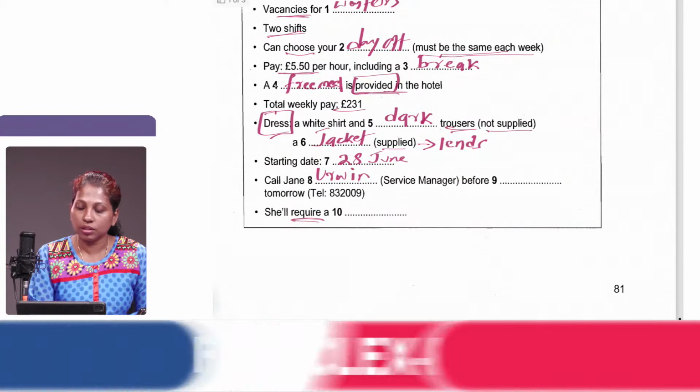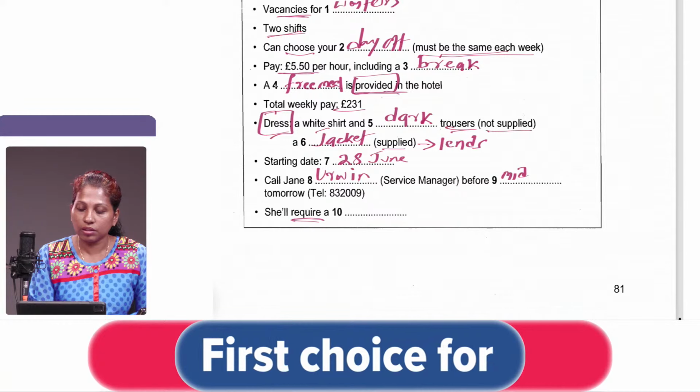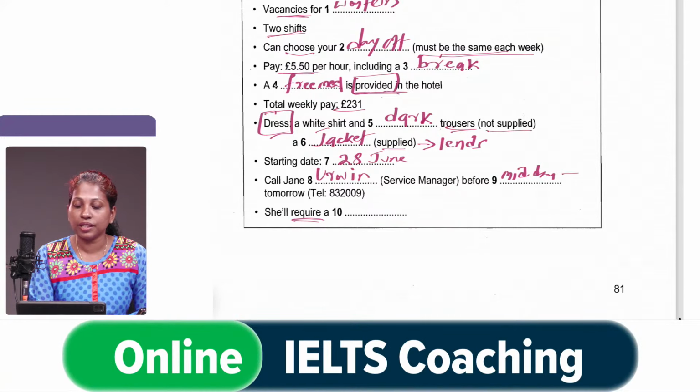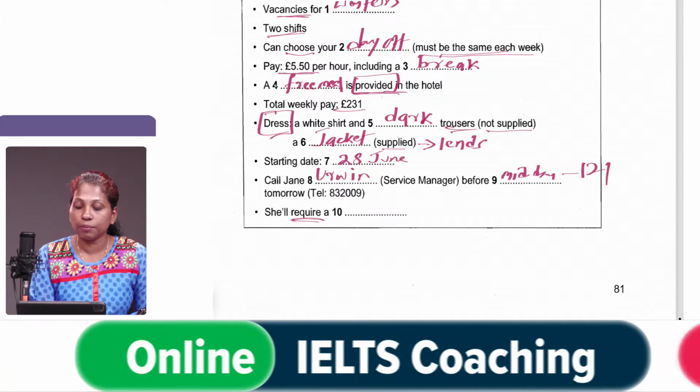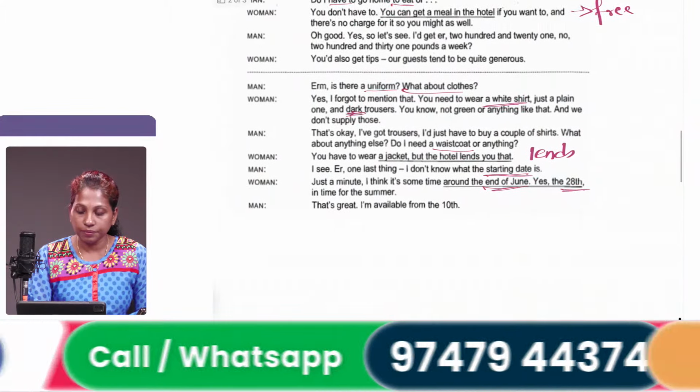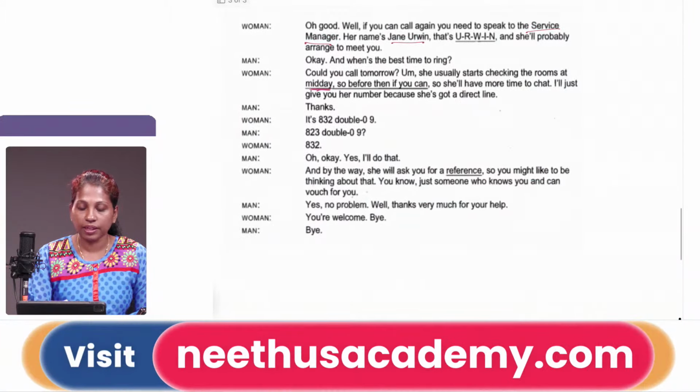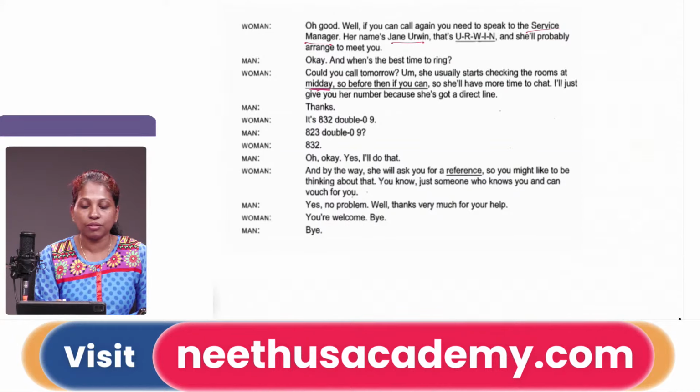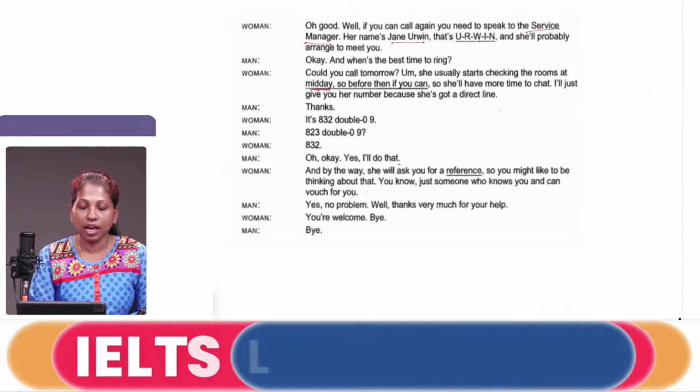So you can write there, before midday, right? Or midday is also 12 p.m. She starts at 12 p.m. So either way you can write it. Then comes the next blank, which is about the phone number. Oh, okay, yes, I will do that.